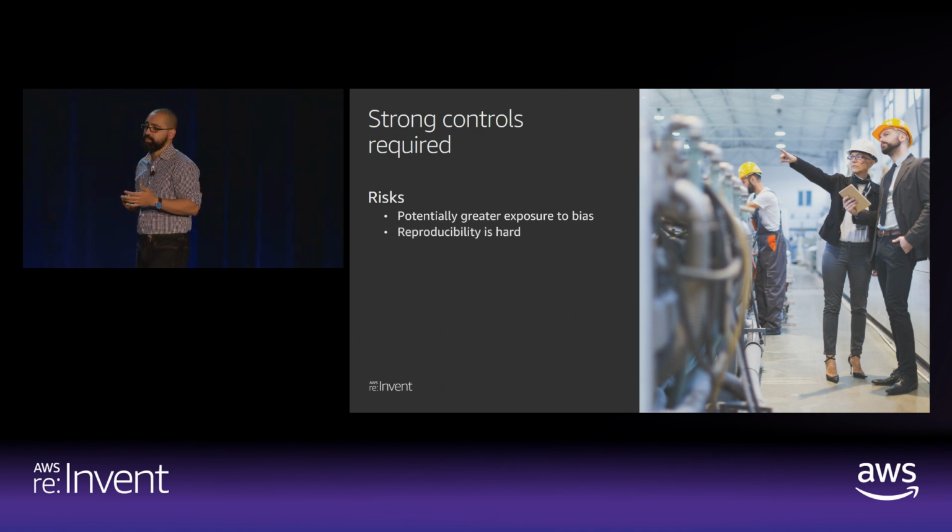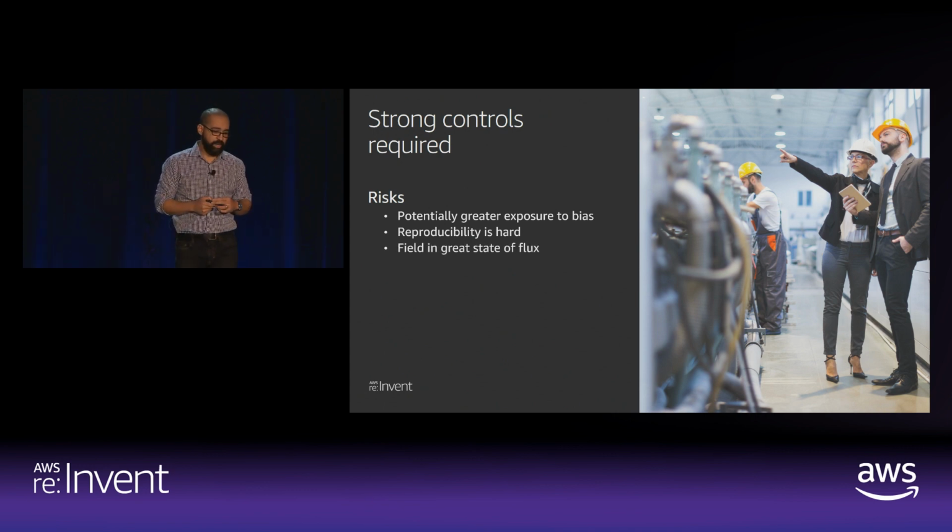A risk that firms like these can find themselves in is that reproducibility is hard. Anyone that's ever done any work with machine learning models understands that being able to describe exactly why the model made the inference that it did can be a bit difficult to do. And then, of course, the field itself is in great flux. And what that means is libraries and frameworks are being introduced and being changed, and that requires you tracking all of that information as you, say, try to recreate models.